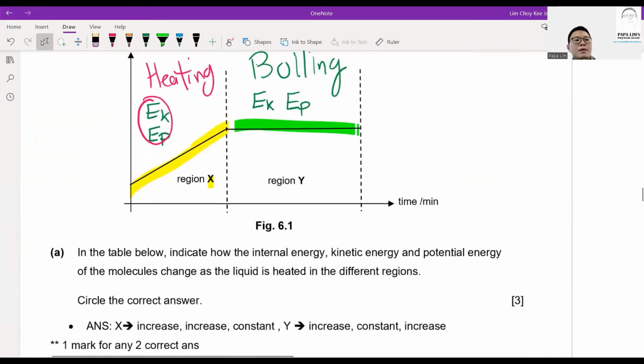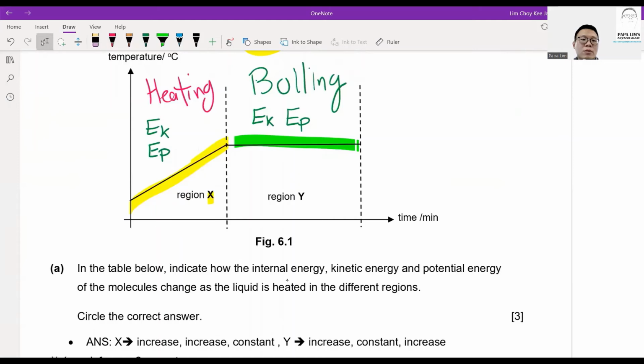At this motion here, at heating, students must know that your temperature is increasing. So your EK is increasing, and your potential energy, because there's no change in phase, should be constant. And similarly, if you look at boiling, there is no change in temperature. Why? Because all the energy is being used to change the state of the substance, which is the potential energy, where I'm changing the intermolecular distance. This is why at boiling the potential energy is always increasing. But because of that, my kinetic energy remains constant, because all the energy is being diverted to potential energy.